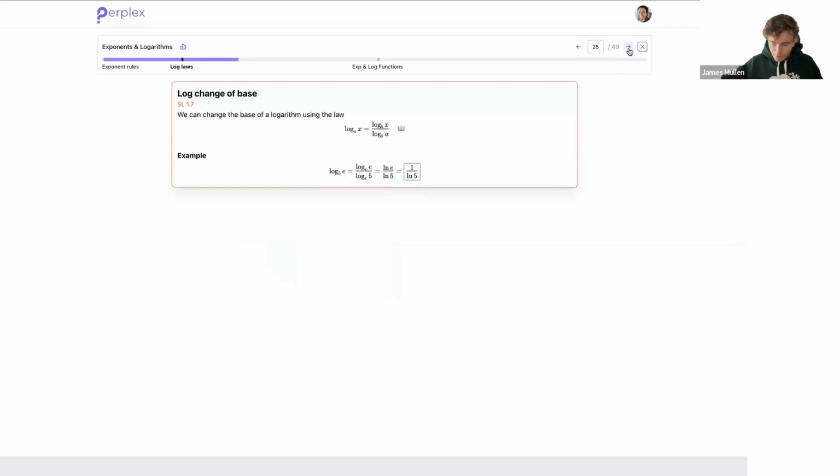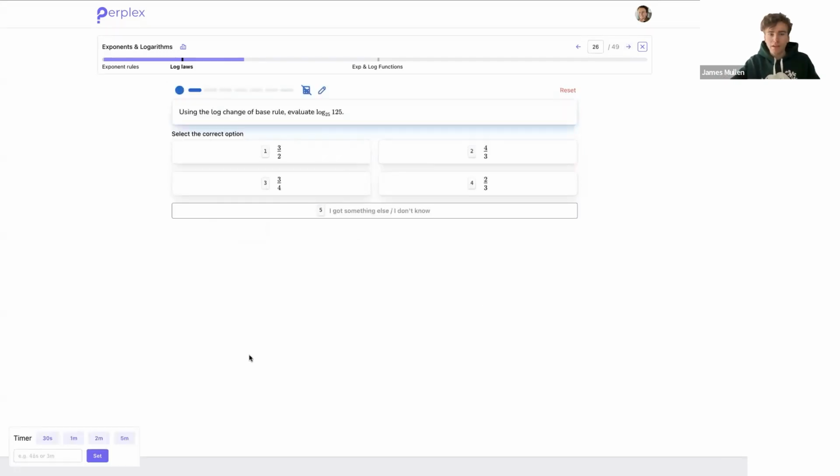So let's take a look at an example. If I have log base 5 of e, let's try and evaluate that. So I can write that as log base e of e in the numerator divided by log base e of 5. And log base e of 5 is just ln of 5. And I have ln of e in the numerator, that's 1. So I have 1 over ln 5 is my answer. So I'm going to give you 30 seconds for this.